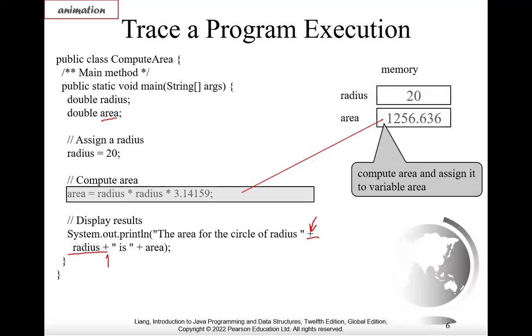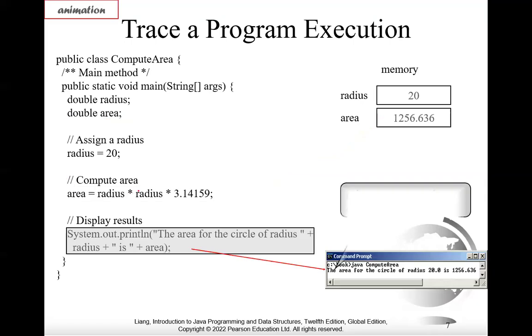So area didn't have a value before. Now at this point, we have a value for area and we set the value back into the variable. Okay, so here's what we have. The area for the circle of radius, which is what we concatenated here, this radius, is what we also concatenate next.